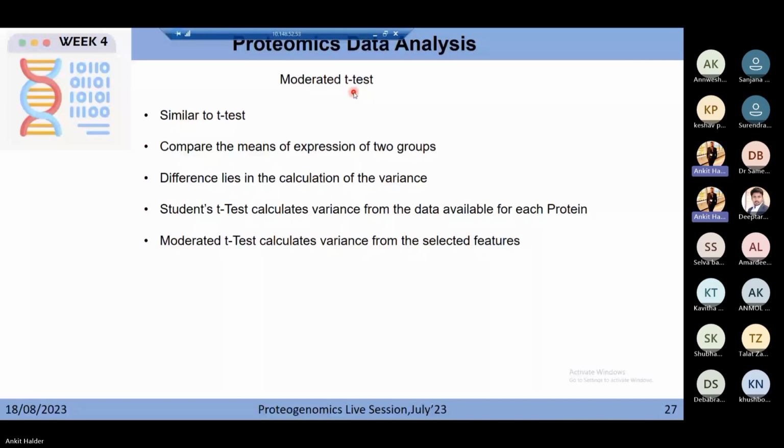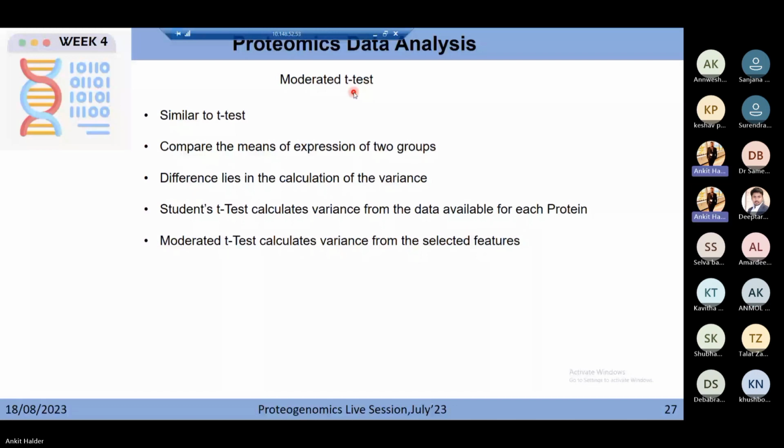So the moderated t-test is another kind of t-test which helps you to get the best result. It is similar to the t-test, and it also compares the means of expression between the two groups. But the major difference in the moderated t-test lies in the calculation of the variance, the way variance is calculated.